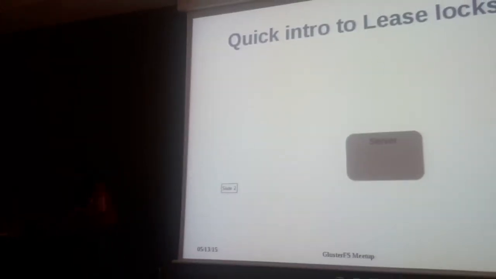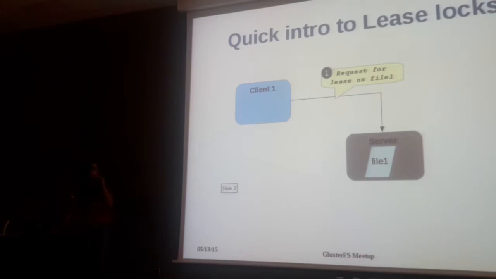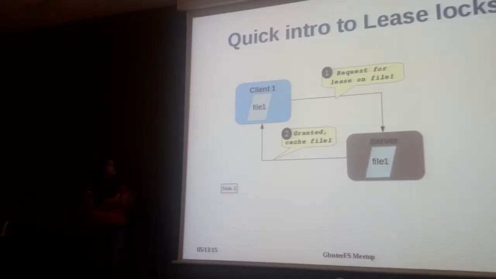So, on a server, let's say file 1 resides on the server, and you have client 1 requesting a lease on file 1. Then, if there is no conflicting access to the same file by different clients, the server can choose to grant the lease for file 1. Once the lease is granted, client 1 will cache file 1 on its local storage.